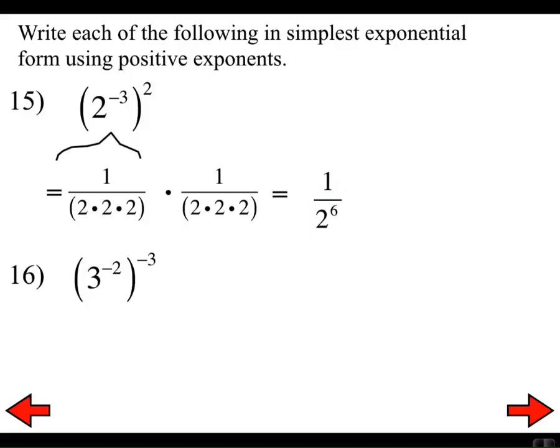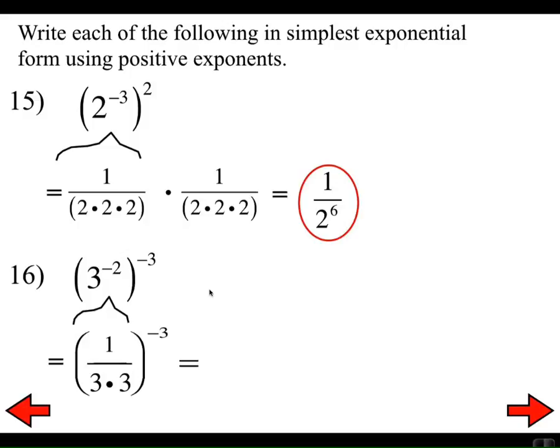Okay, so I'm going to go over one more example. For number 16, again, I have to focus on the parentheses first. Can 2 to the negative second be simplified a little bit more? Yes, I want to make it into 1 over 3 times 3. Okay, so I'm going to go ahead and rewrite it with that negative 3 as an exponent.